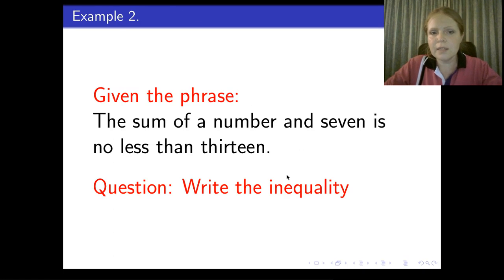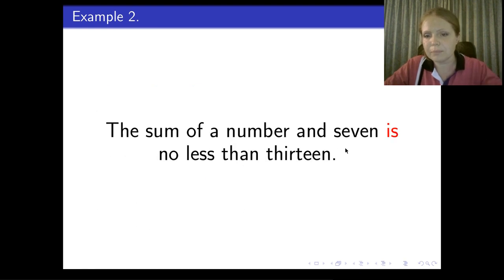Let's see another example. Example number 2. You are given a phrase: the sum of a number and 7 is no less than 13. How to write the inequality? Again, there is an is, which splits our phrase in two parts: the sum of a number and 7, and then no less than, which is the inequality symbol, and 13. 13 is a number.